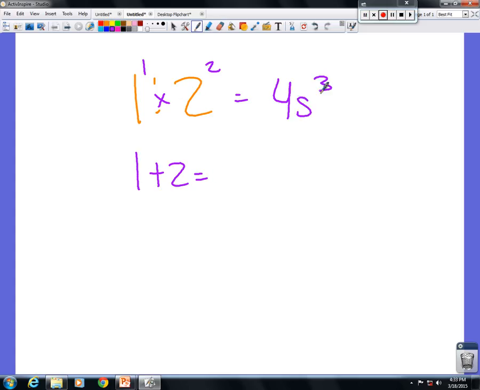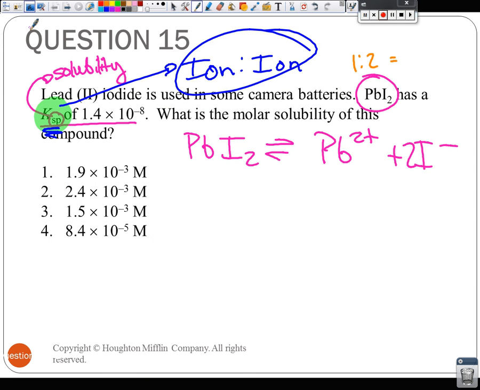If I did it with 2 and 3, it would be 108. If I did it with 1 and 3, it would be 27s to the 4th. So I just want to throw that at you. So we know that a 1 to 2 is what? 4s cubed. We may not even use that, but I just want to throw it at you. That's what I need to see flashing.